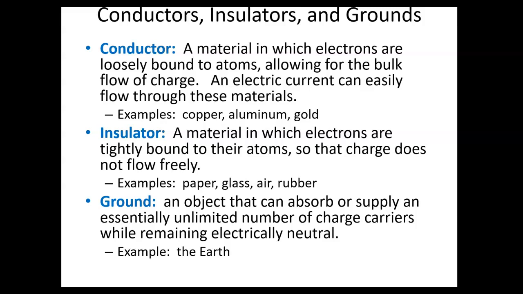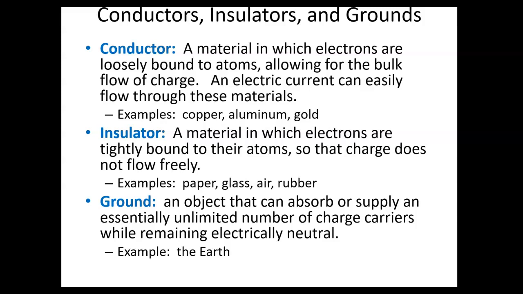There are 3 types of materials that we want to discuss. A conductor is a material in which electrons are very loosely bound to the atoms in that material, and therefore there are some freely mobile electrons that are allowed to flow throughout the object. Examples are most metals, such as copper, aluminum, or gold.